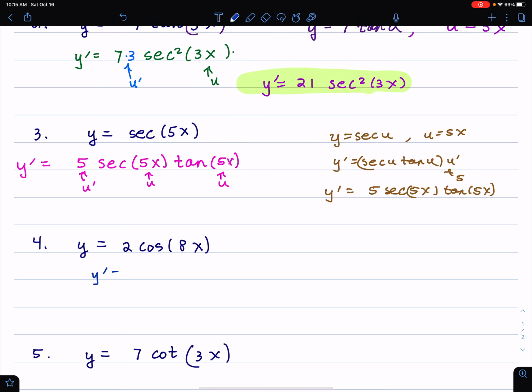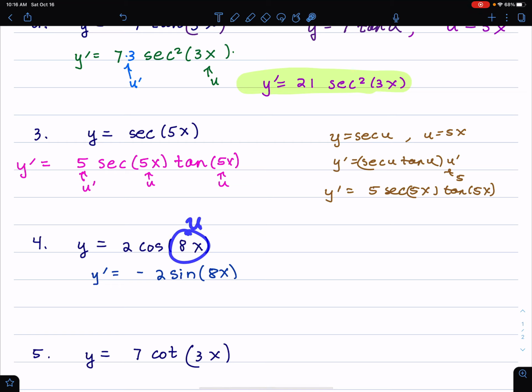Y prime is what? Let's ignore this part, u. What's the derivative of cosine u? Negative sine u. Then what's the derivative of 8x? I think I used the wrong one. I didn't want to do. Okay. What's the derivative of 8x?